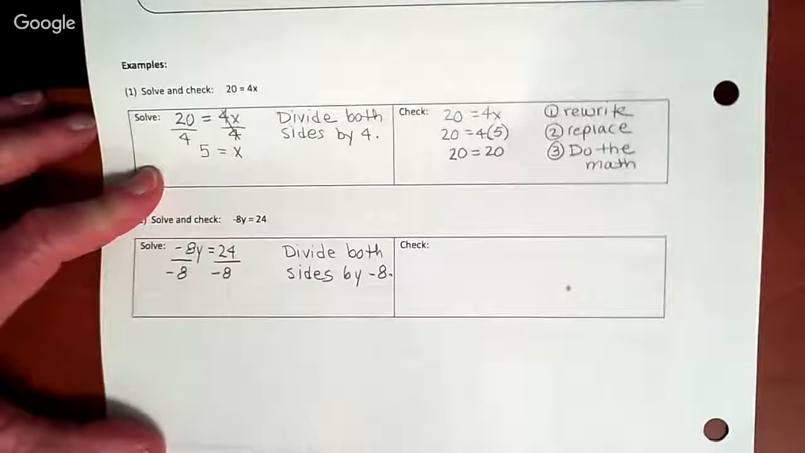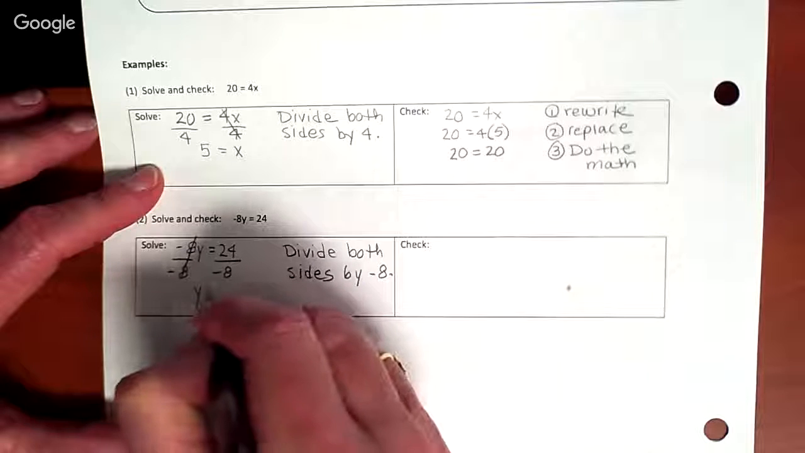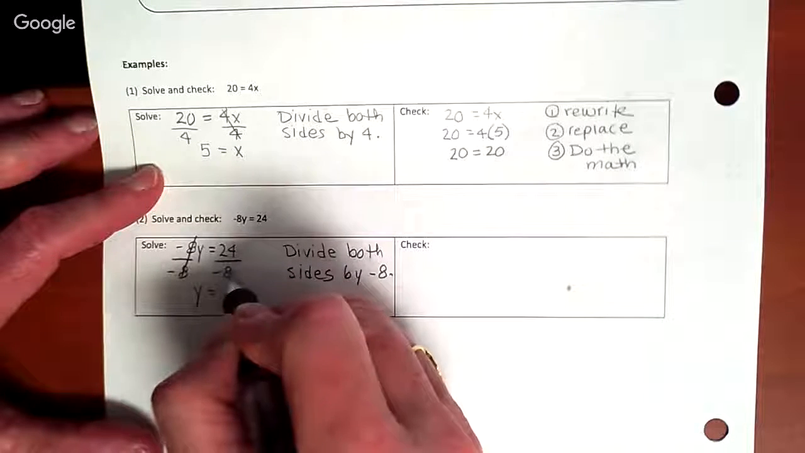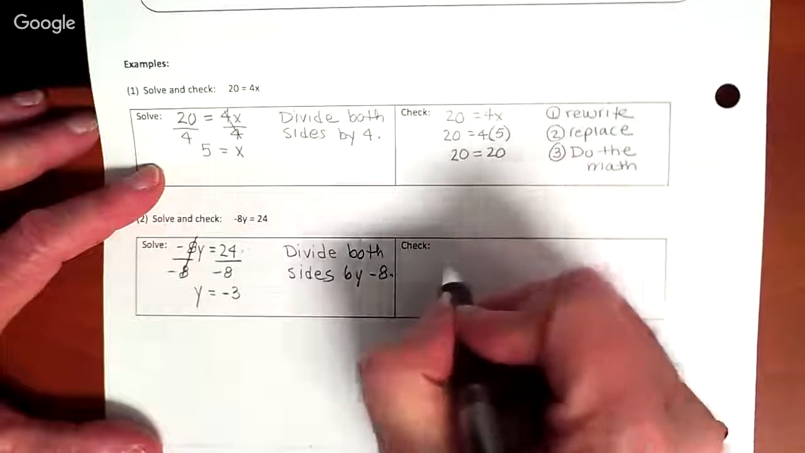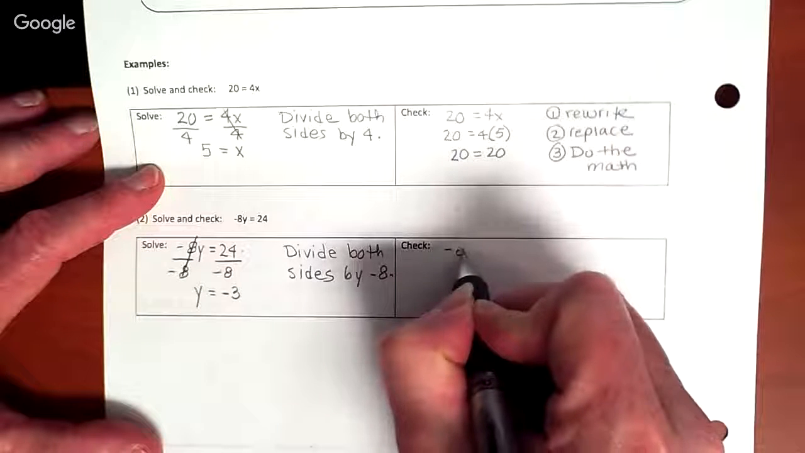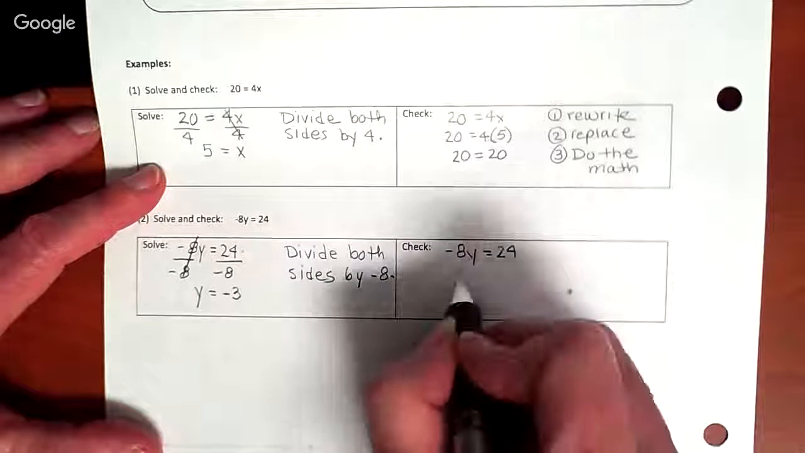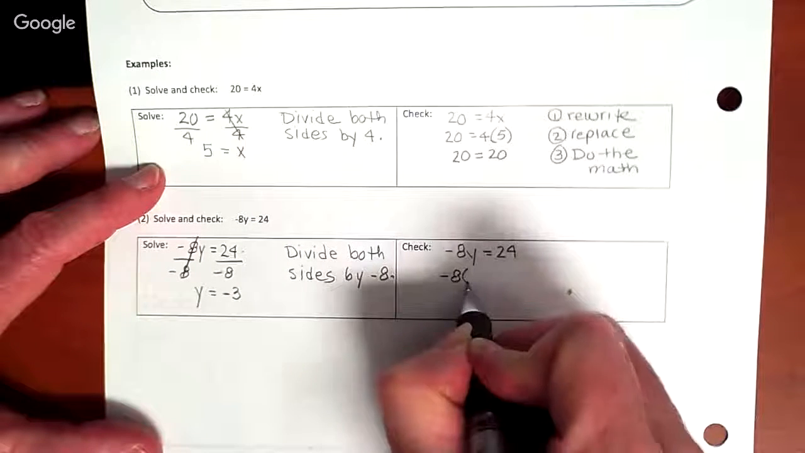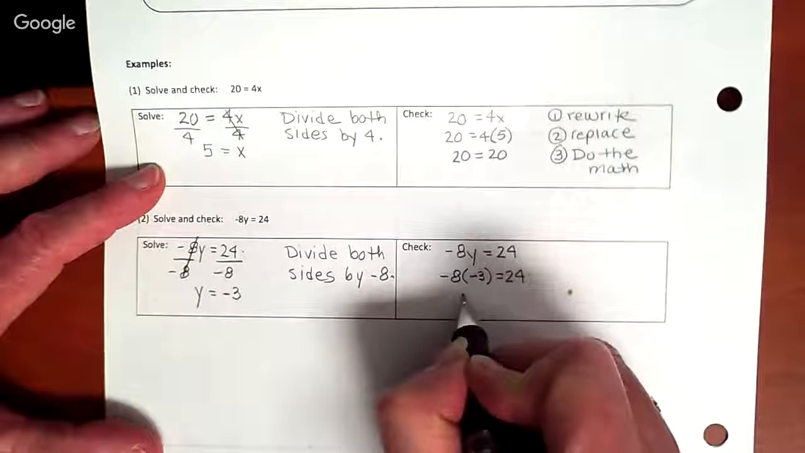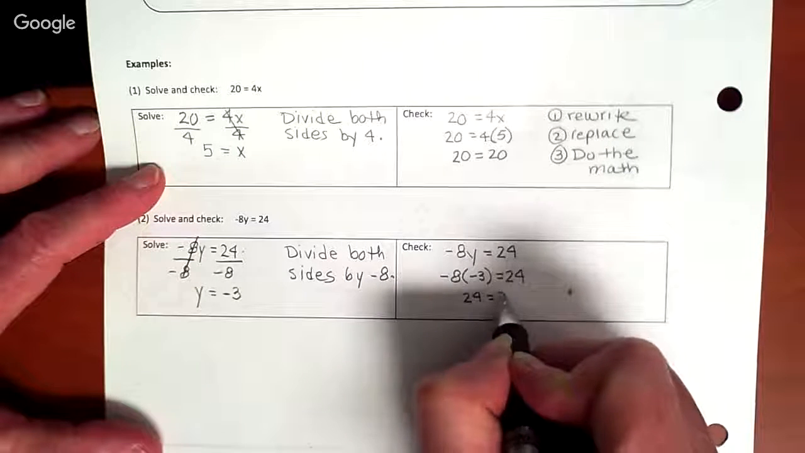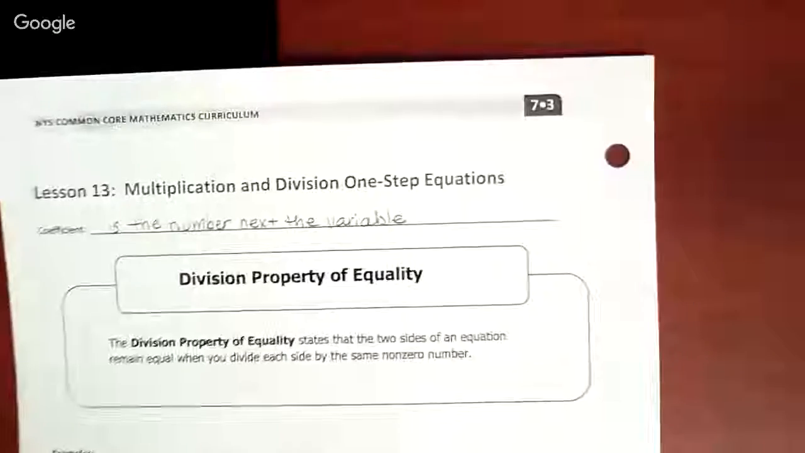Okay. So here, our coefficient now is 1, or just y. 24 divided by negative 8 is negative 3. Make sure you use your calculators. So now we have to rewrite. So negative 8y equals 24. And then we have negative 8 times negative 3 equals 24. And 24 equals 24. Okay.